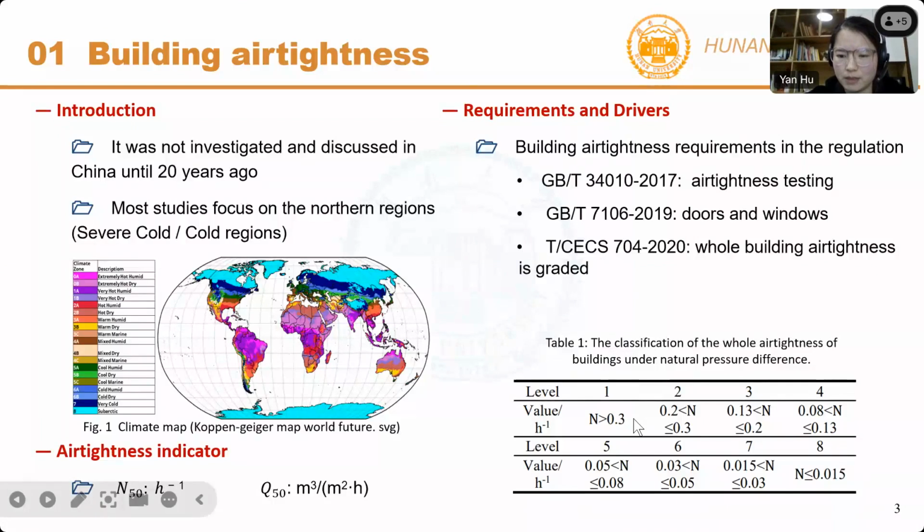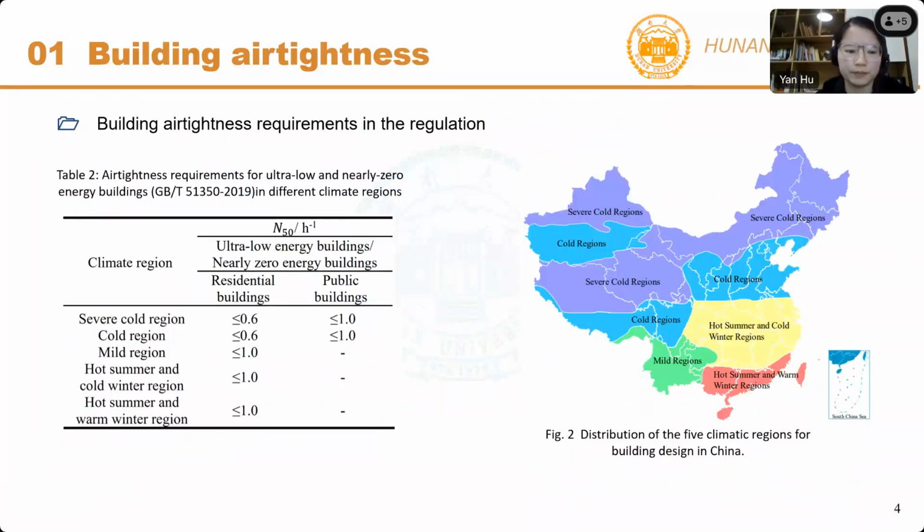We can see the table, the classification of the whole airtightness of buildings, but it is under natural pressure difference. If we want to know the classification based on the reference pressure of 50 Pascal, we should transfer the relationship. In fact, it is not the better the airtightness, the more energy saving.